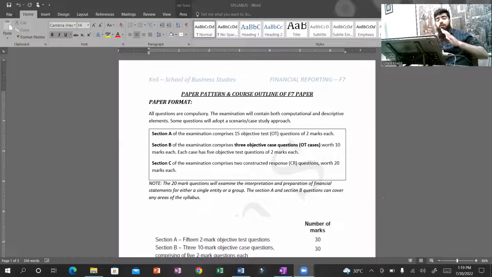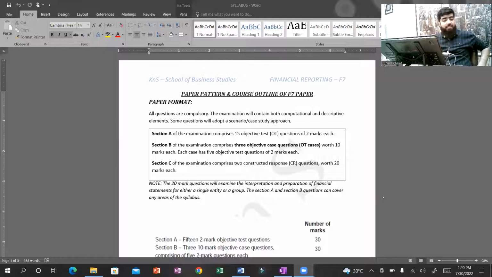It means if we compare with F3, that is financial accounting, in financial accounting you don't need to draft a solution. There at F3 level, you have a pre-printed format which is on your screen. You just have to fill those empty boxes. You just have to fill those empty boxes at F3 level.